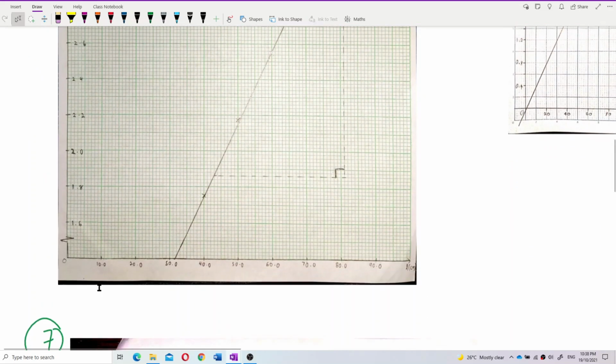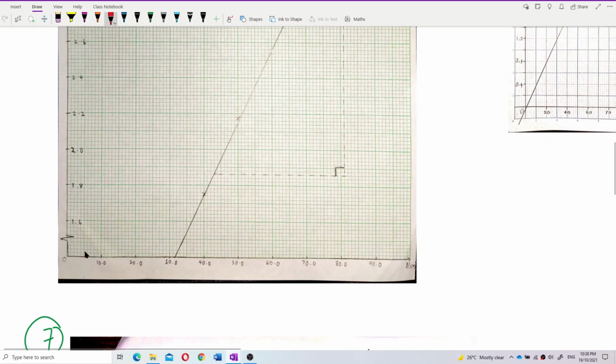Unit you have. Okay. How come you get broken scale? I did say no broken scale. Zero suddenly jumps to 1.6, 1.8. Cannot have a broken scale. No broken scale.